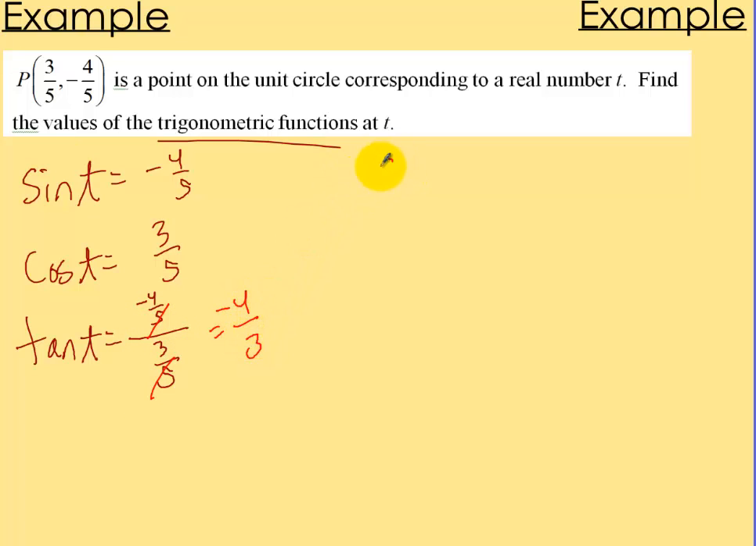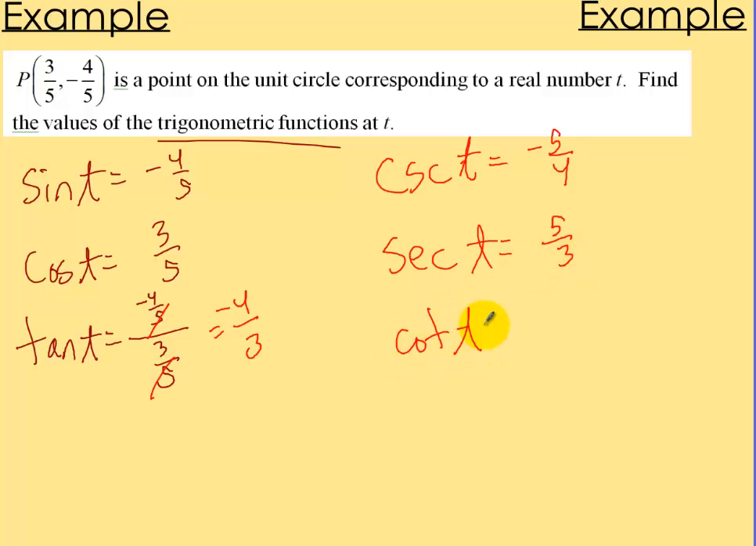Alright, let's do cosecant. Cosecant is the reciprocal of sine, so cosecant of t is going to be negative 5/4. Secant is going to be the reciprocal of cosine, so it would be 5/3. And cotangent is going to be the reciprocal of tangent, so negative 3/4. Wow, that's easy. That's it.